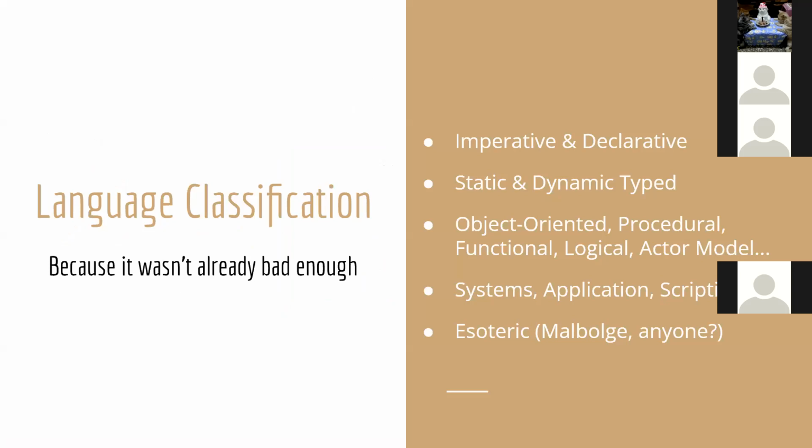Okay, so there's a few different ways we can classify languages. This is just kind of a list. I'm not even really going to read too many of these. I'm going to hit the main ones. Imperative and declarative, that's one you've heard thrown around. This really doesn't mean anything. You can Google the terms if you want. Static and dynamic type, we'll talk about types later. Object-oriented, procedural, functional, logical, actor model, right?